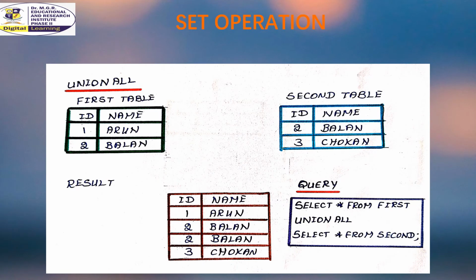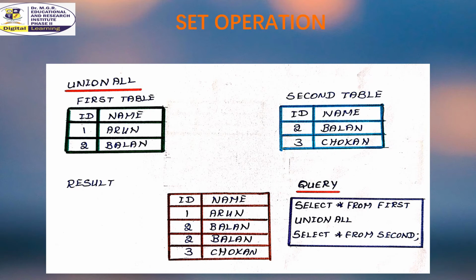Now we will discuss the union all operation by using some examples. In our example, I am going to use two tables, the first table and the second table. The first table has two columns, ID and name. On the other hand, the second table also has two columns, ID and name.